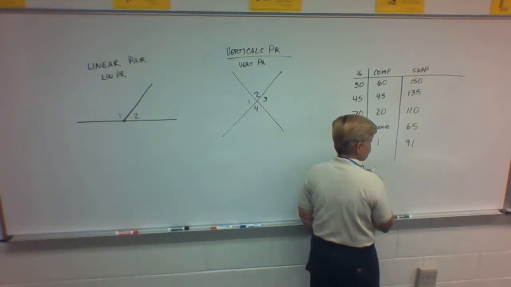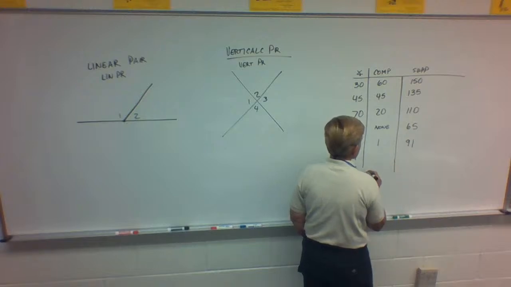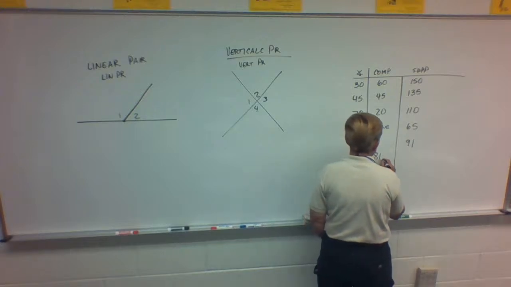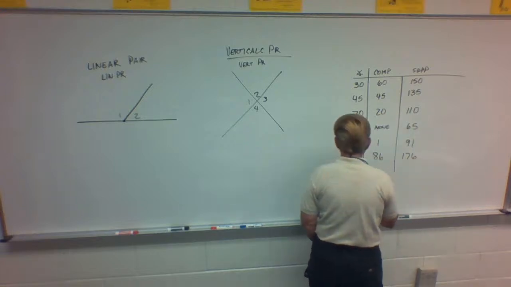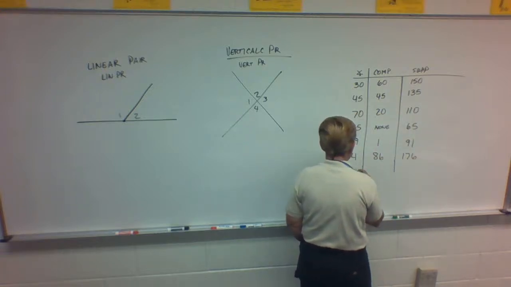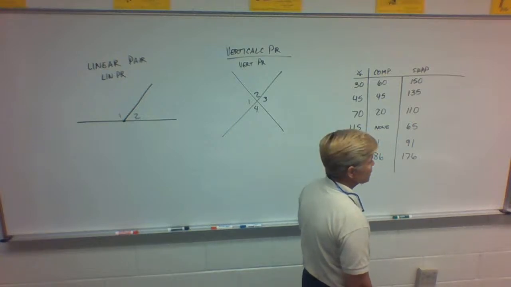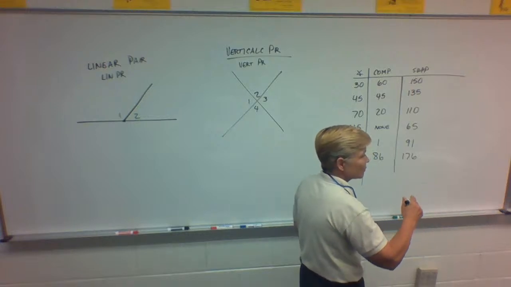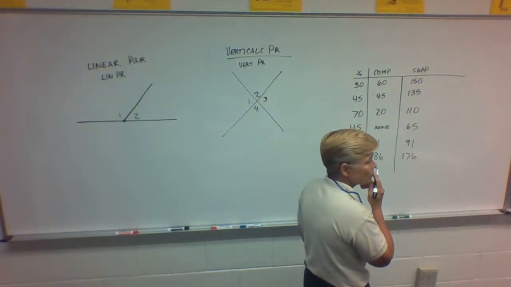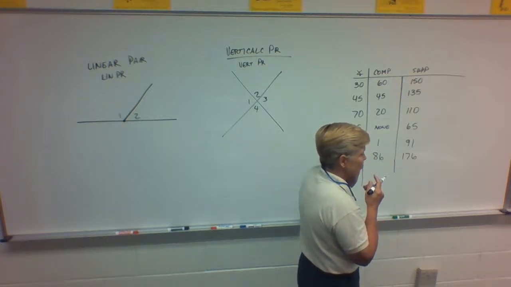They're pretty close to being. Okay, let's do 4. What's this one? 86. And this one? 176. Okay, let's do this one. 9. What is its supplement? I'm sorry, what is its complement? 9. Why? Assume that this is less than 90. We're not gonna go there.